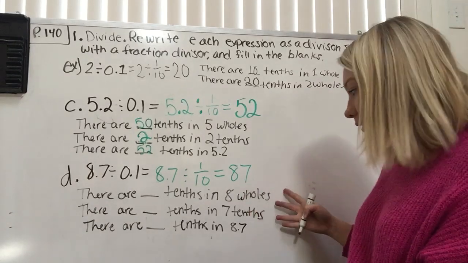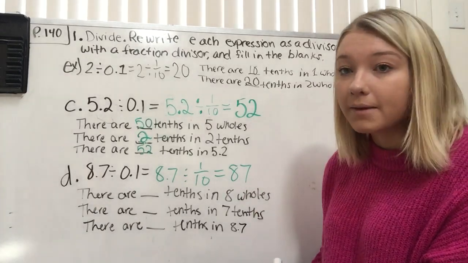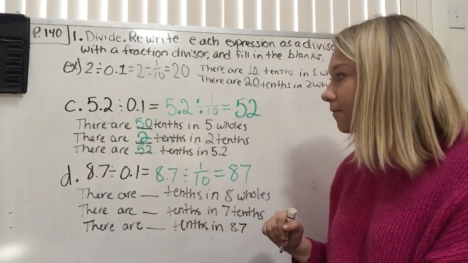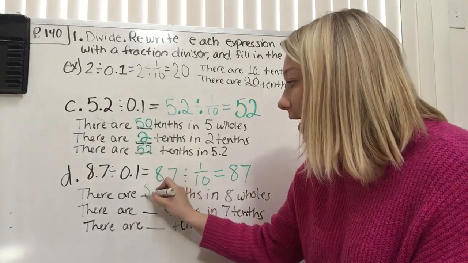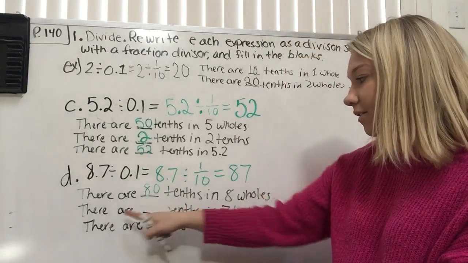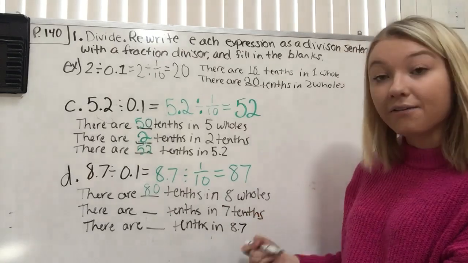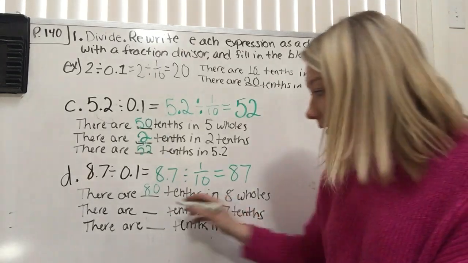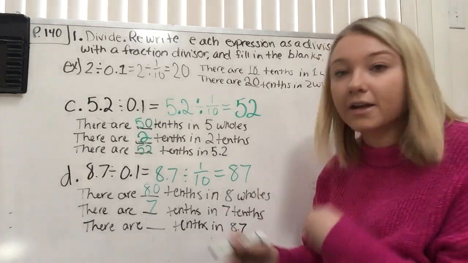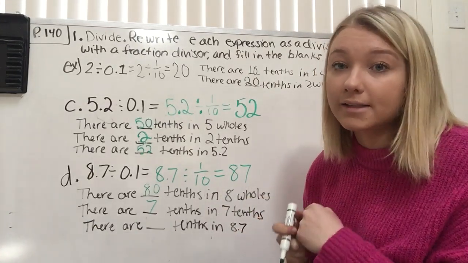So now again, they split it up into 3 different statements. We have there are blank tenths in 8 wholes, okay? So there are 80 tenths in 8 wholes. And then there are blank tenths in 7/10. Well, not trying to trick you, there are 7/10, okay? So now that you're seeing the pattern here, it probably is getting a little easier.